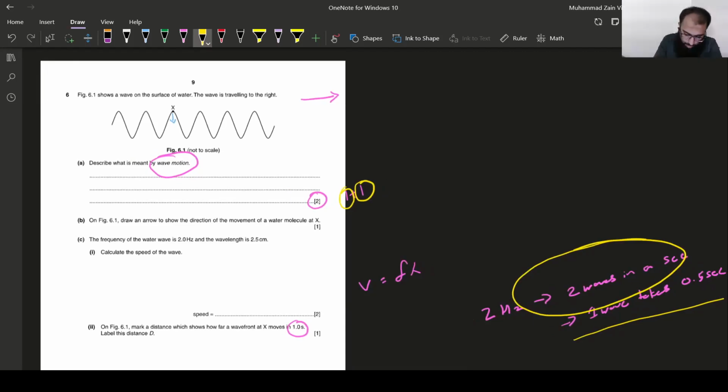Now they've asked how far a wavefront travels in 1 second. In 1 second, I know the number of waves formed would be 2. So the wave would move 2 waves to the right, because 2 new waves will form and it moved 2 waves to the right. So in 1 second, how far x moves will be a distance of 2 wavelengths, which would be this. So I should mark this distance and label it d. This would give me the answer. I hope this part is clear to everyone.